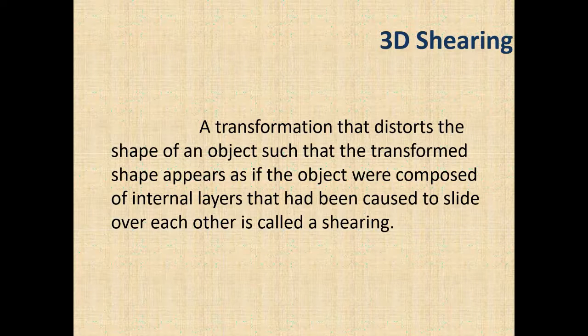For shearing, it is a transformation that distorts the shape of an object such that the transformed shape appears as if the object was composed of internal layers that had been caused to slide over each other. That is called shearing. So what we discussed already: if this one object is cuboid and suddenly it looks like this, we'll see that shearing has happened. So what actually happened? These points made a translation to here and here. So now it looks like this. These 2 points didn't change, but these 2 points did change.